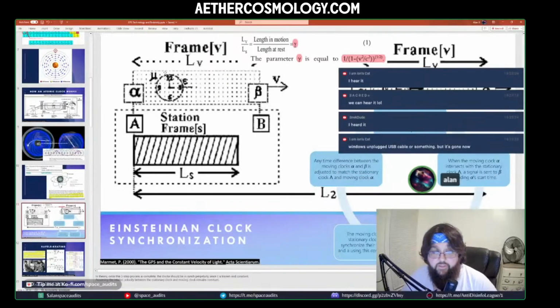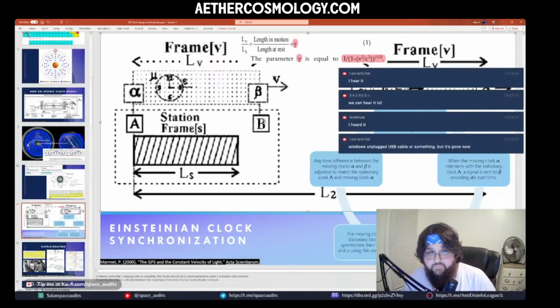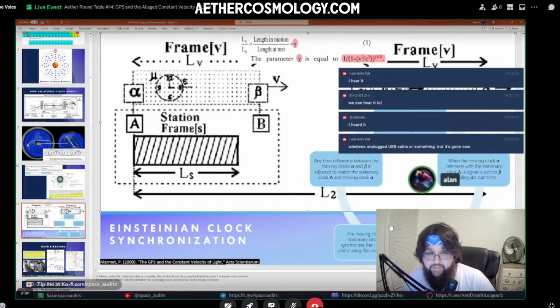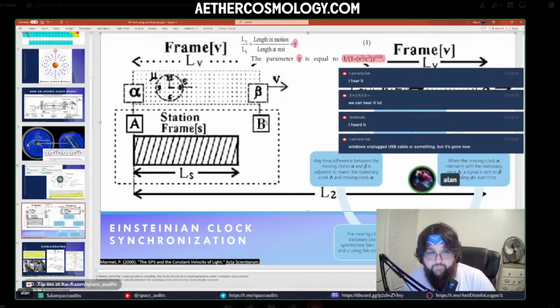According to mainstream physics and the correctness of relativity theory, they tell us that the proper way to sync a clock is by Einstein's theory of relativity. The way to do that is you would have a stationary clock A here in a frame, with a distance between them of length L sub s. Then you'd have a clock B over here in this stationary frame, right? And then you would have your moving frame, clocks alpha and beta, moving across the stationary frame.